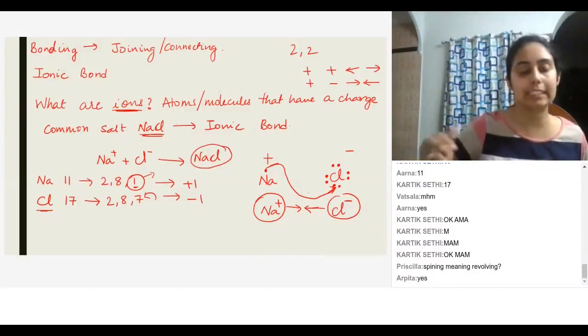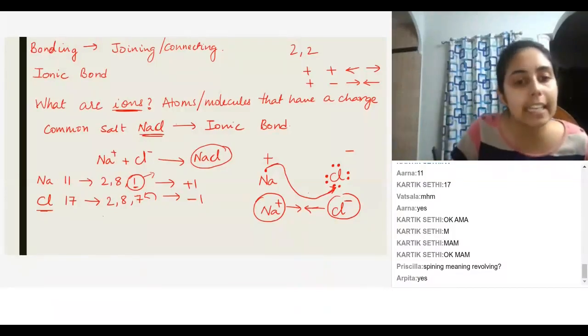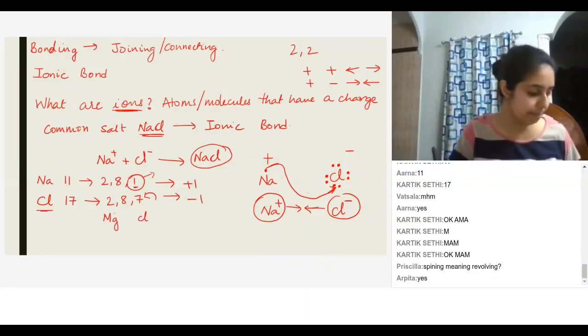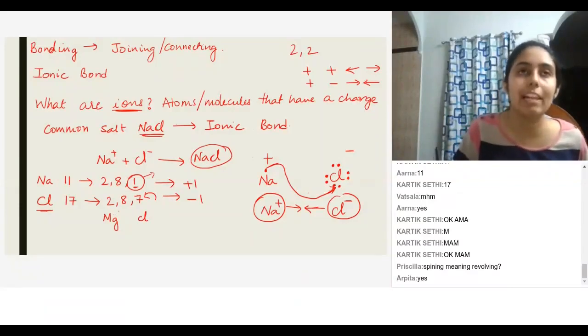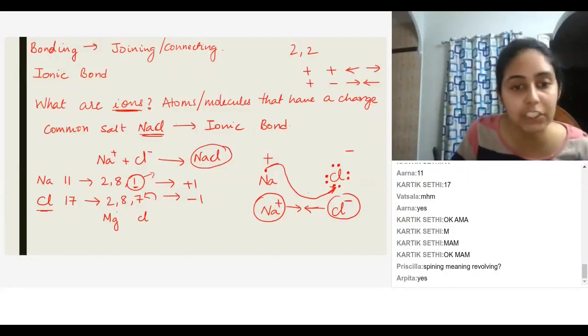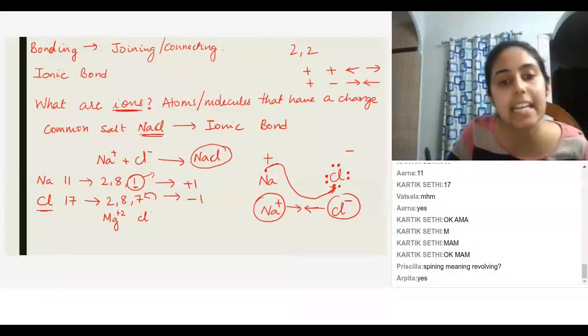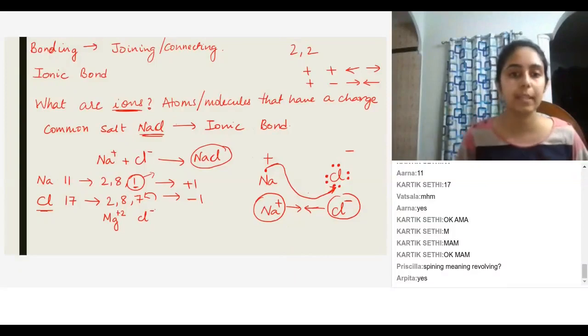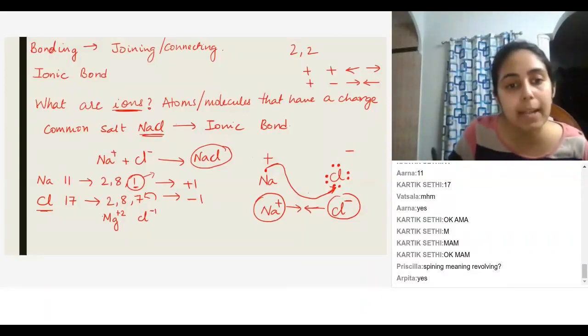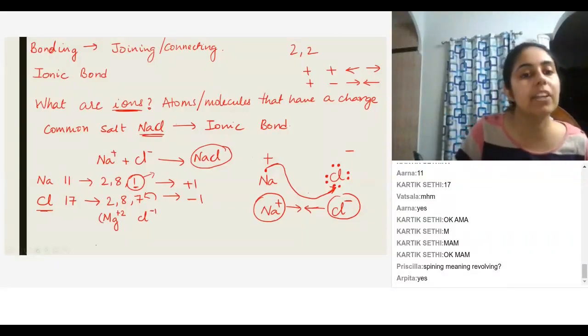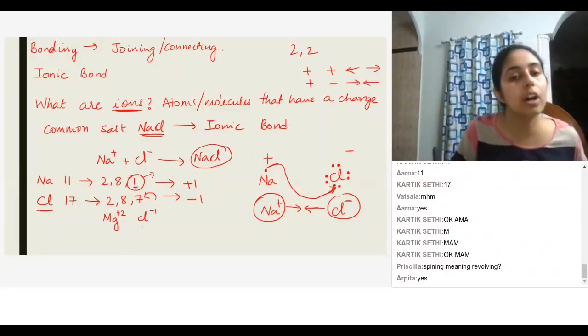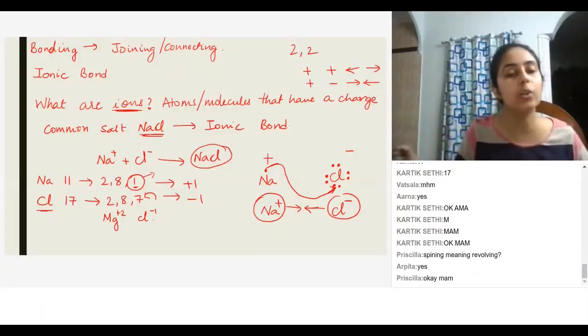Okay. Let's look at more examples. For example, let's take Mg and Cl. Can you tell me what is the valency of magnesium? Ma'am, atomic number 12. Yes, 2, 8, 2. So plus 2. Cl is minus 1. I'm giving you more examples of ionic bonds. So magnesium ion and chloride ion, how do they form a bond?